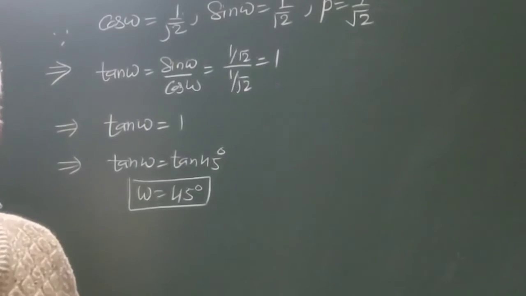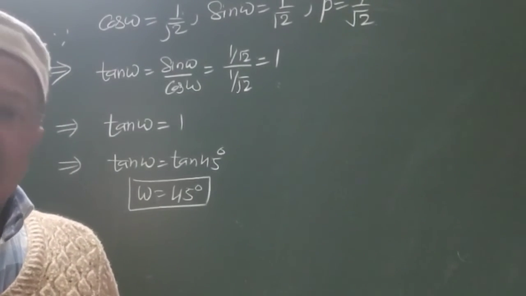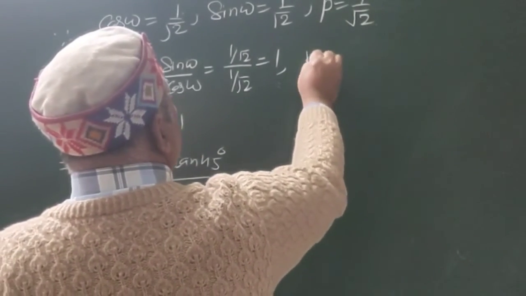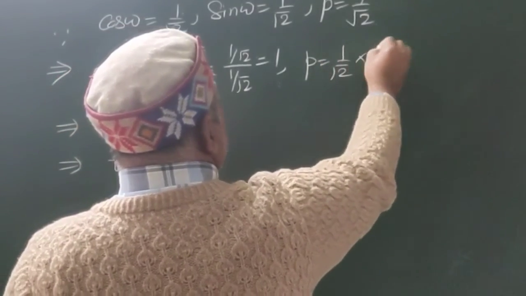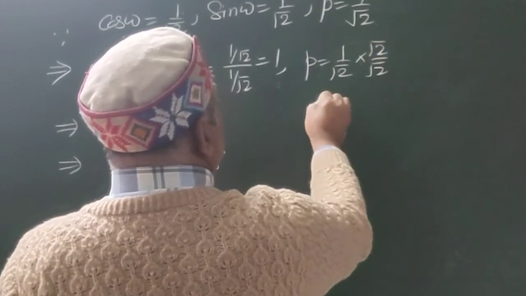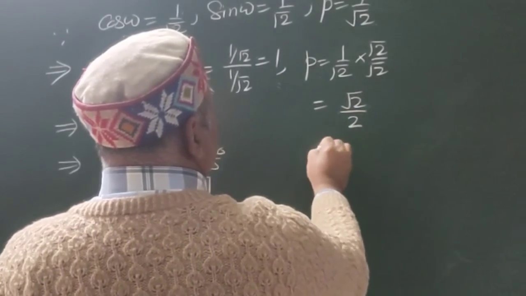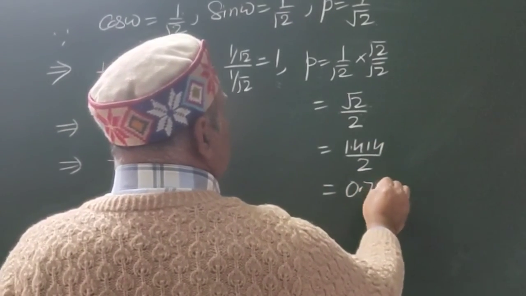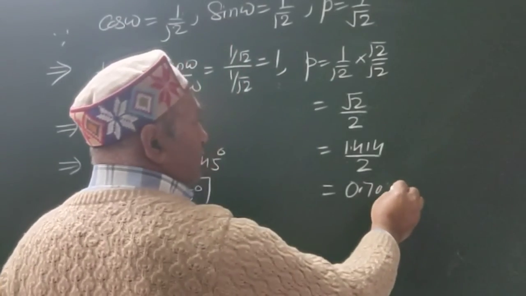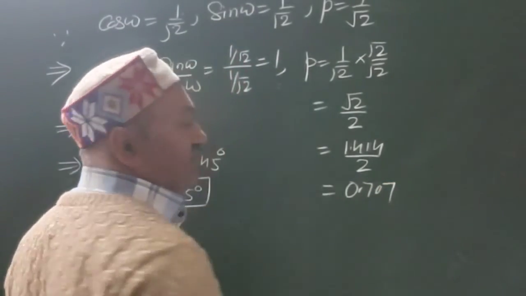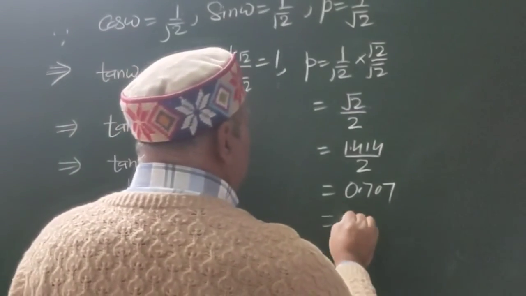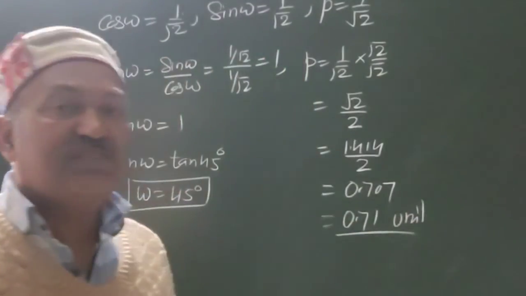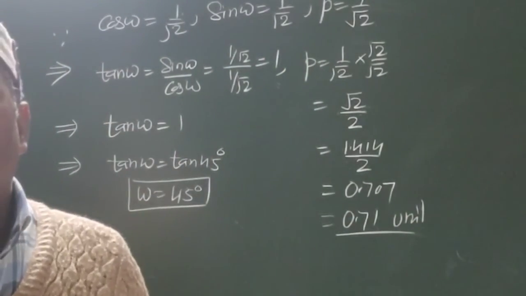This is the value of the inclination of that perpendicular with the x-axis, and p is equal to 1 by root 2. Rationalization, we get root 2 upon 2, that is 1.414 upon 2, which is 0.707, and that is approximately 0.71 unit. This is the value of p and this is the value of omega.